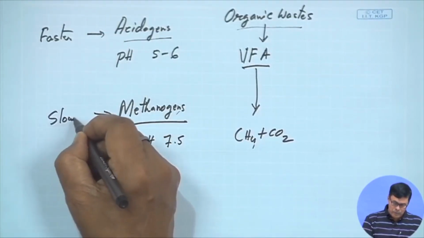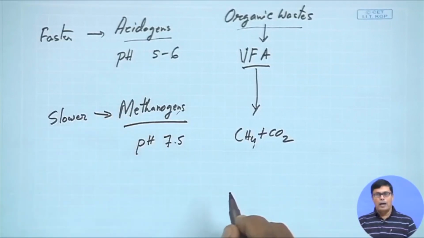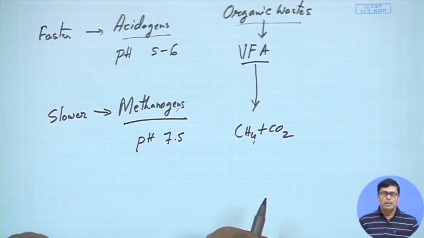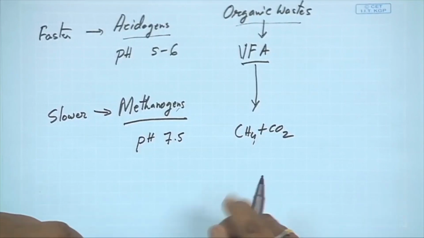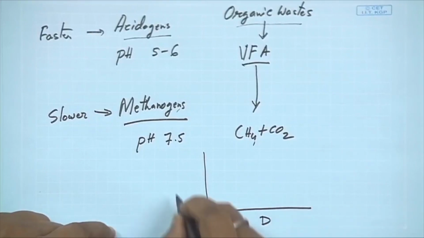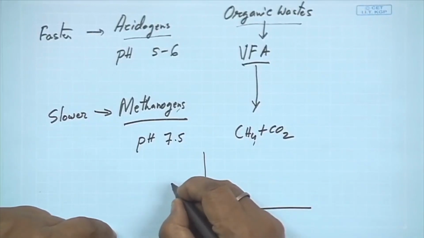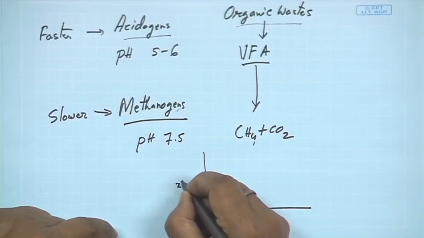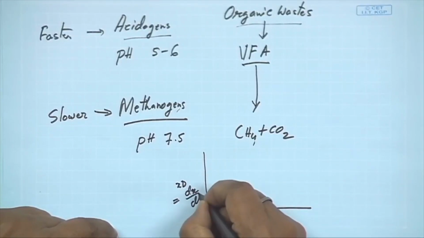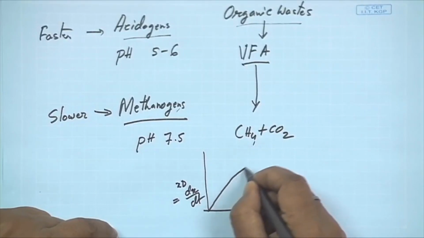So you know that I showed you before, when we did the reactor analysis, how the dilution rate affects the growth, what you call X into D. X into D is nothing but dX by dt, the rate of growth of the cells. It is like this.